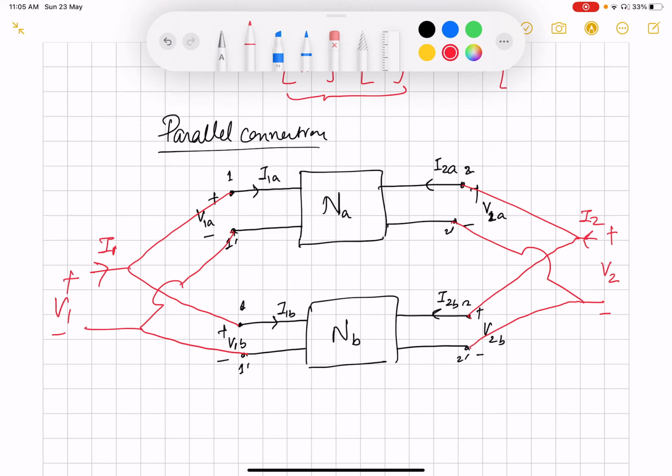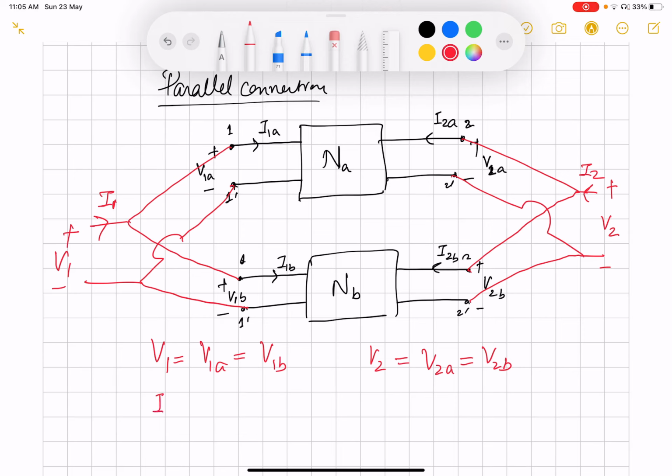And we can see from the connection that we have made that V1 is equal to V1A is equal to V1B. And V2 is equal to V2A is equal to V2B. And I1, the current here, is actually dividing into I1A in this and I1B here. And similarly, I2 is dividing into I2A here and I2B here. So I1 is equal to I1A plus I1B and I2 is equal to I2A plus I2B.